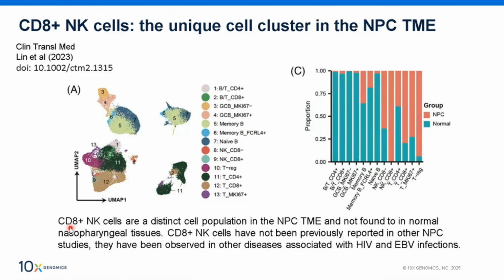In this particular study, the authors found that the CD8 plus NK cells are present as a distinct cell population in the tumor microenvironment and not found in the normal nasopharyngeal tissue. This cell has not been previously reported in other NPC studies. They are only observed in other diseases associated with HIV and EBV infections.